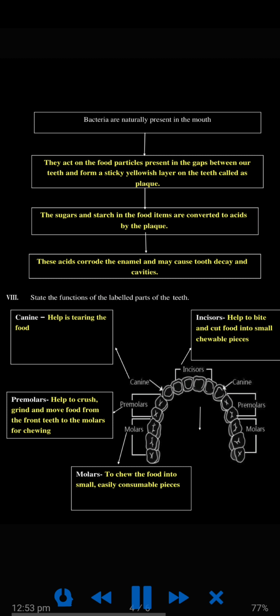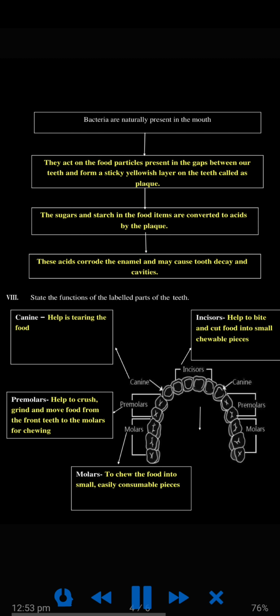Molars help to chew the food into small, easily consumable pieces. Premolars help to crush, grind and move food from the front teeth to the molars for chewing. Incisors help to bite and cut food into small chewable pieces. Canines help in tearing the food. 8. State the functions of the labeled parts of the teeth.